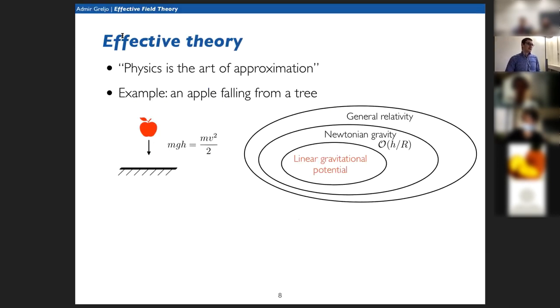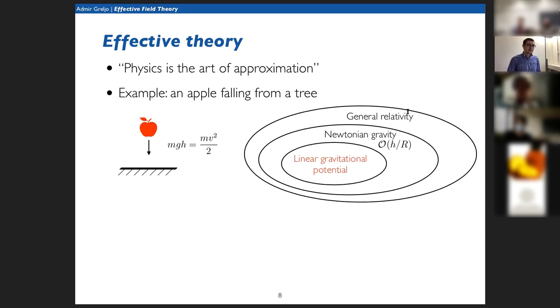All right. So what is an effective theory? First of all, physics is the art of approximation. Physics is all about approximation, understanding what are leading effects, sub-leading effects, etc. For example, if you are looking at the phenomenon of an apple falling from a tree, the theory which does a pretty good job would be to have a linear gravitational potential. This is the effective theory of Newtonian gravity, which has the 1/r potential. But the corrections that come from this more complete theory are of the order of h/r, which perhaps is not relevant at the level of precision that you work at.